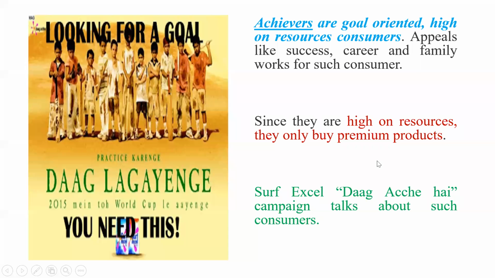The Surf Excel ad, the Daag Achhe Hain campaign, talks about such consumers. If we see the ad, here it is looking for a goal. See the tagline that has been written: practice करेंगे, दाग लगाएंगे, 2015 में तो World Cup ले आएंगे. So it is like if we practice continuously, then we can win the 2015 World Cup also. So here there is a goal of achieving the World Cup. So this is for achievers.